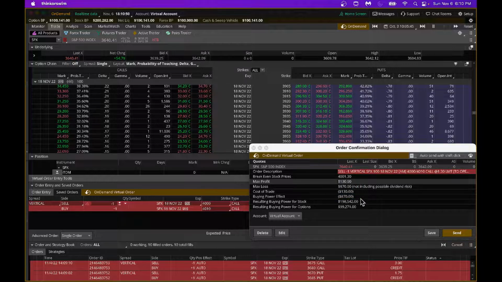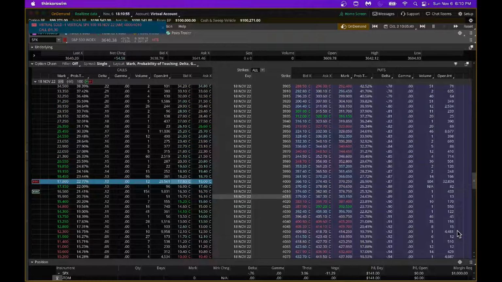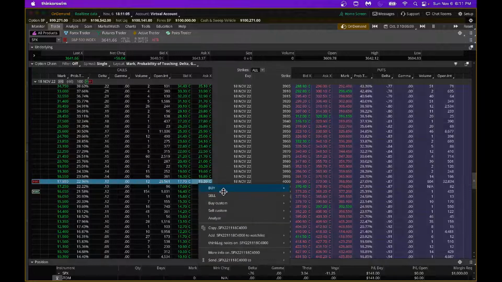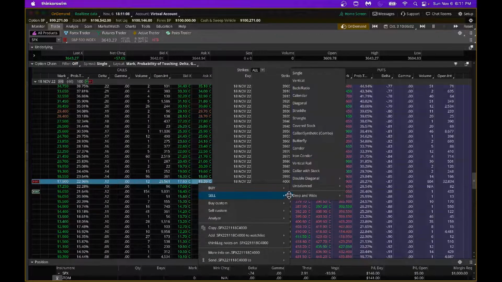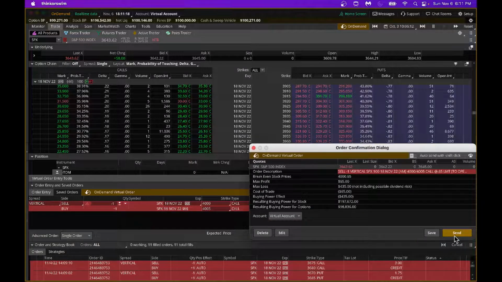So with this, I'm comfortable with this. I will go confirm and send it. All right, so we got it filled, very easy. But if your account size is less, what you can do is you could go here and you could do a $5 wide spread here, and you are bringing a little bit less money. But if your account size is less, I recommend go with the $5 wide spread. Look, you're bringing in nice money here, 65 cents. You can confirm and send.